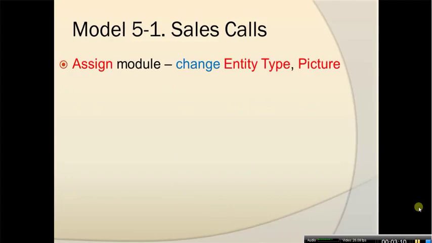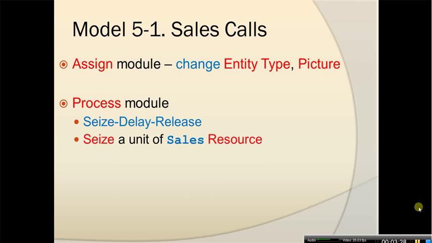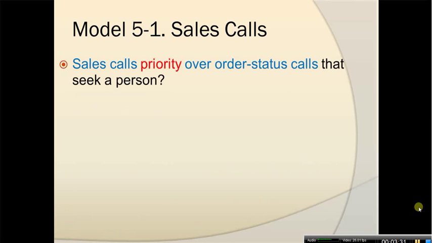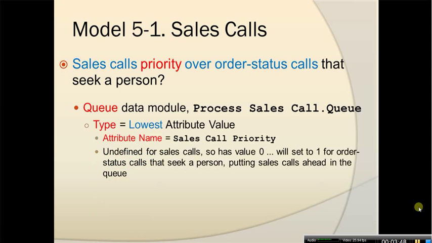For the sales calls, we're going to place an assign module, and that's where we change the entity type and picture. Again, we have already done that. We'll then add the process module, and it's going to be seize delay release, and it will allow us to seize the unit of sales resource. The sales calls' priority over order status calls will need to be modeled. So in the queue data module, we'll need to have this process sales call queue being shared.